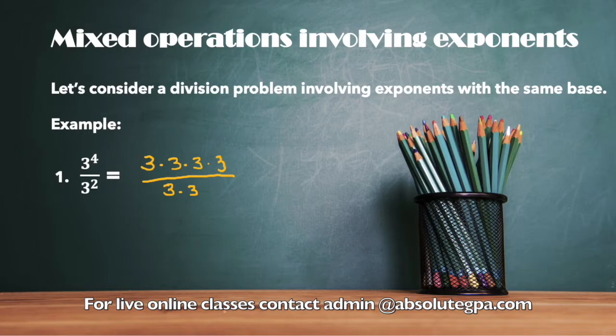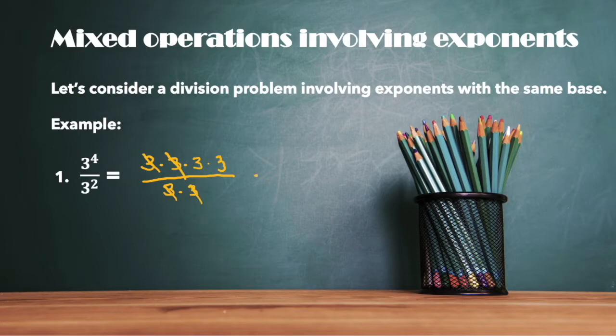So in this one, we have 3 and 3 as common factors on both the numerator and the denominator. We can just cancel these out. So what we get here is 3 times 3. What is 3 times 3 in exponent form? It's 3 to the power 2, or it is 9. So what did we do here? So we can show this as 3 to the power 4 divided by 3 to the power 2 equals 3 to its second power.